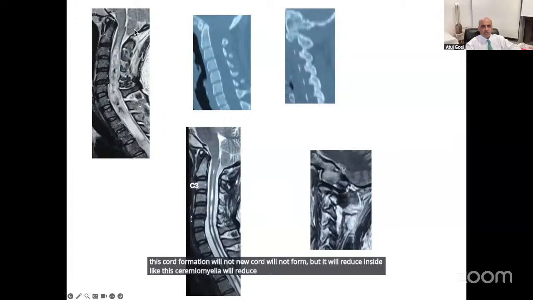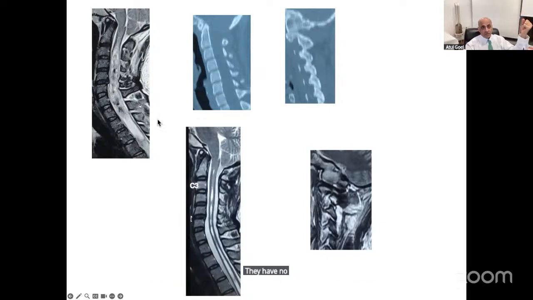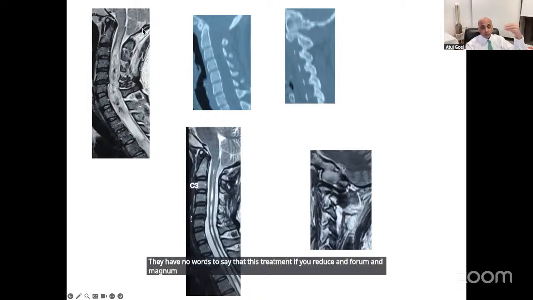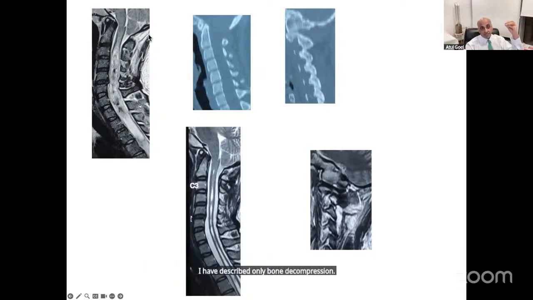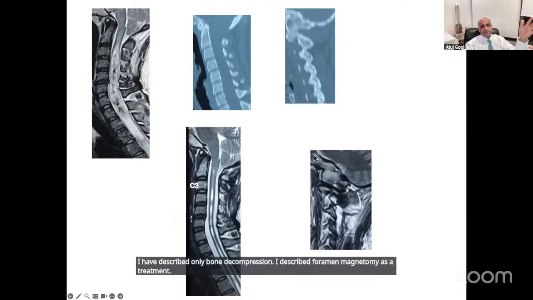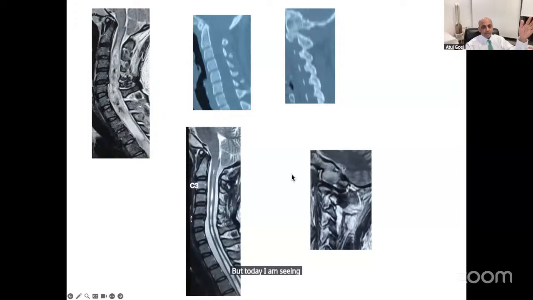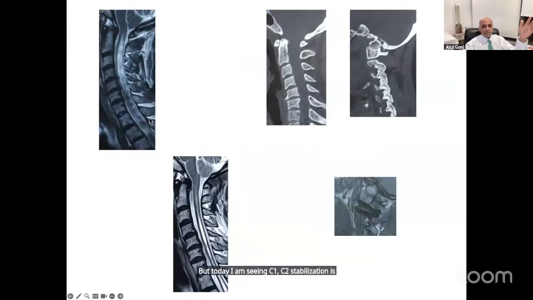There is no other treatment. This patient, now you see, I have no words to say that this treatment, if you do foramen magnum decompression, as I have told you, I was doing foramen magnum decompression. I described only bone decompression. I described foramen magnotomy as a treatment. But today I am saying C1, C2 stabilization is a magic treatment, and magic is the radiological outcome that you are seeing.